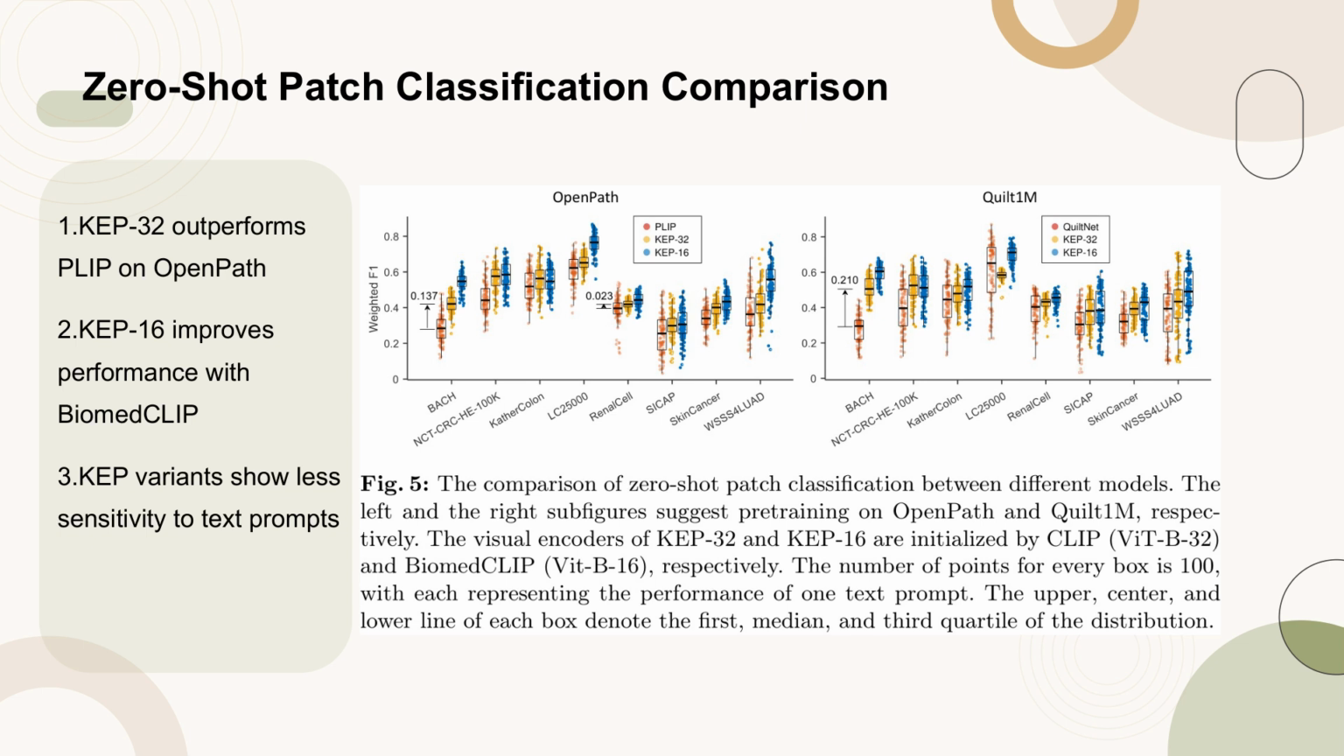The figure also indicates that KP variants are less sensitive to varying text prompts compared to PLIP, as evidenced by the shorter boxes representing their performance distributions. This robustness is further supported by the visualization of prompt embeddings provided in the supplementary materials.